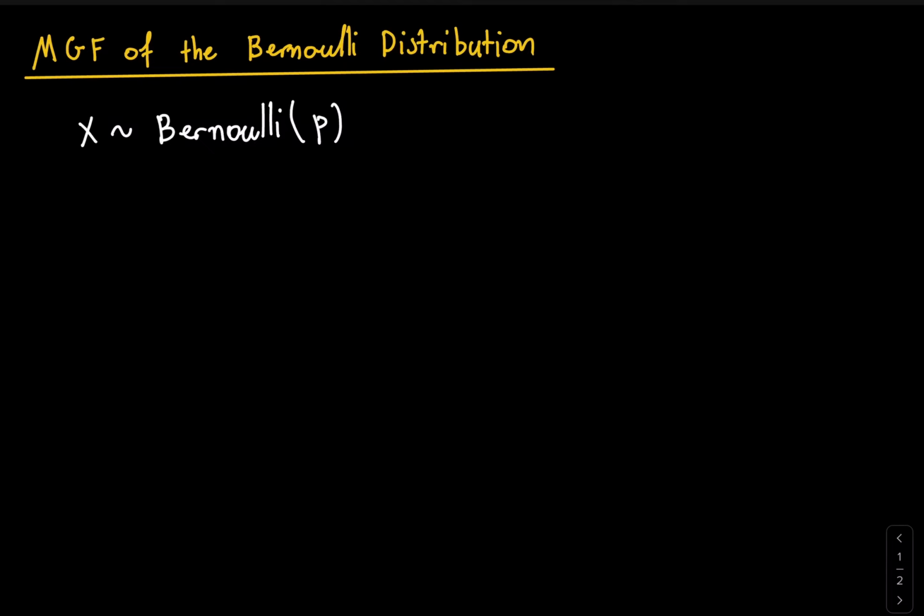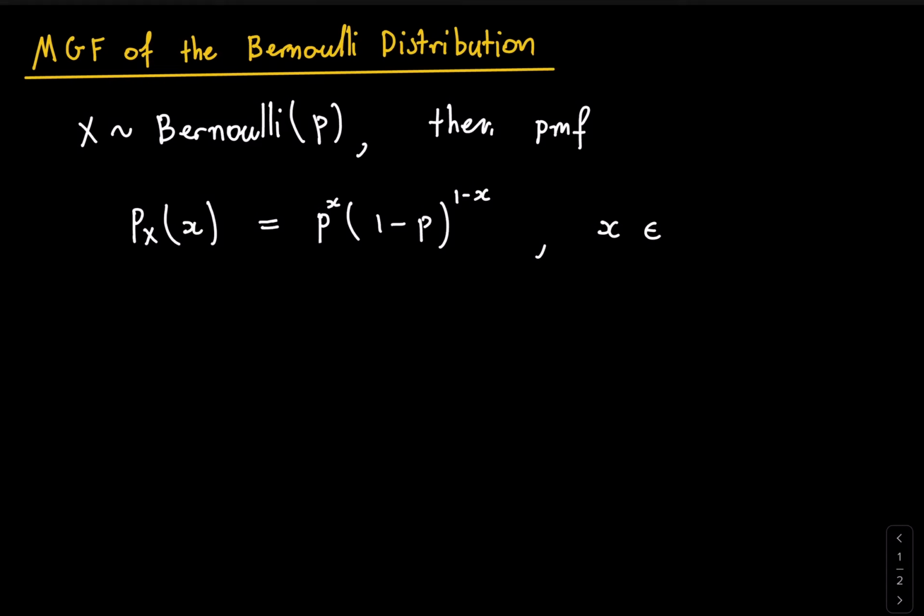characterized by the parameter p. Then the probability mass function is given by this result here. P of x is p to the x, and 1 minus p to the 1 minus x, when x is an element of 0 or 1.